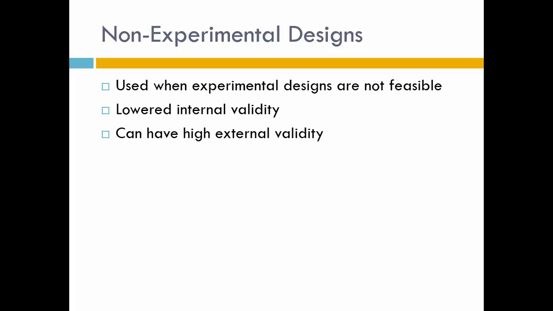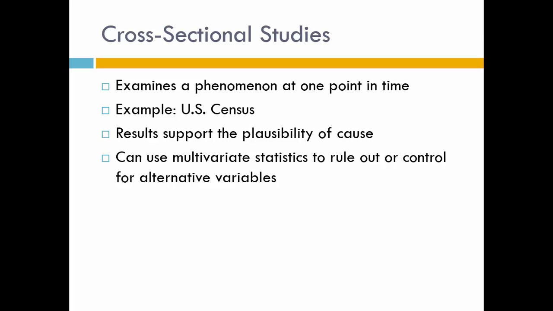So remember, external validity is about how you choose your sample. Okay, and internal validity is about your research design. So cross-sectional studies examine a phenomenon at one point in time. We talked about this in our live session, so this should be a review. So for example, the U.S. Census, they come out every 10 years and they look at your household and who's in it at one point in time every 10 years. So that's a cross-sectional study.